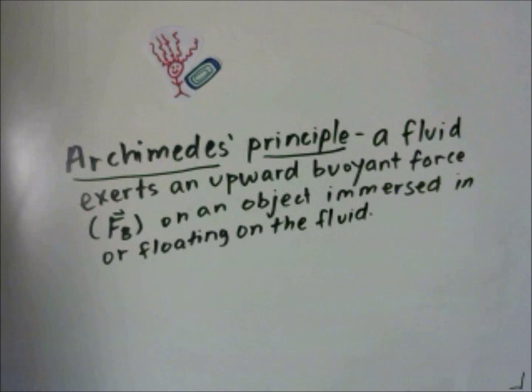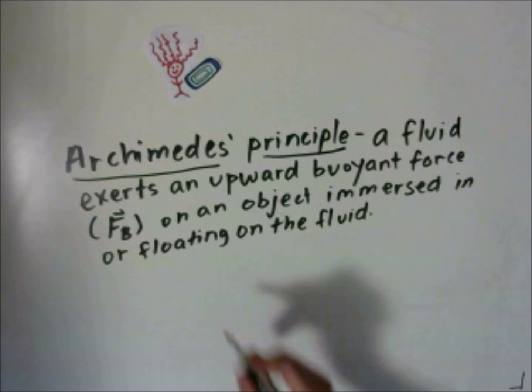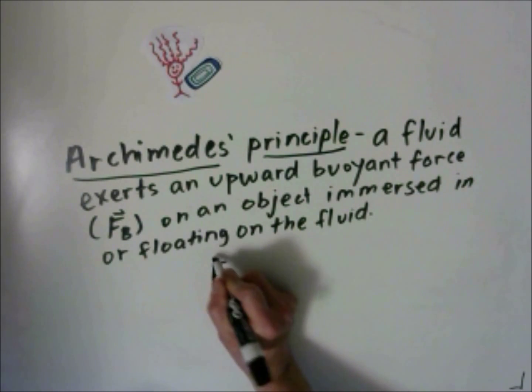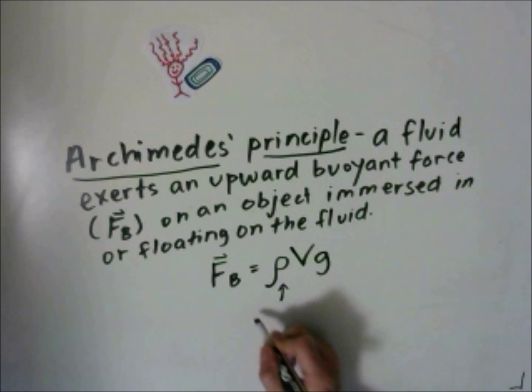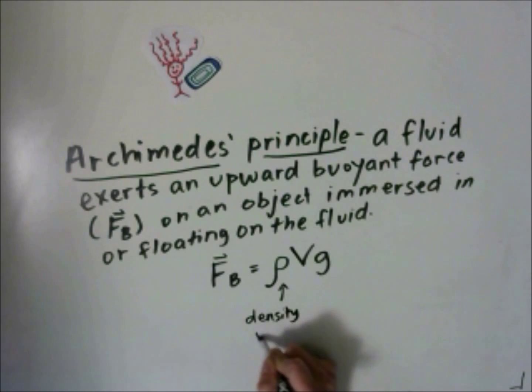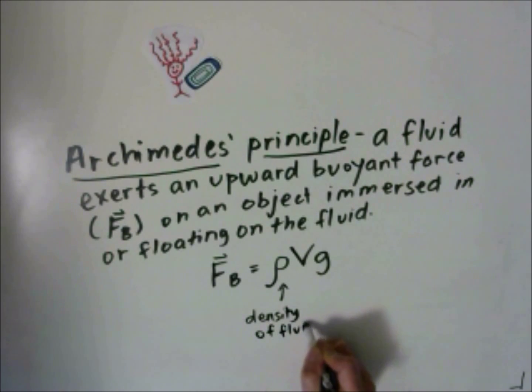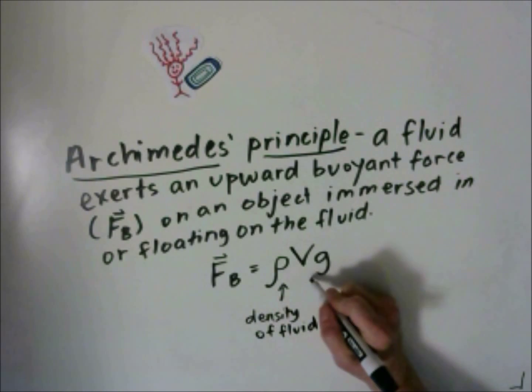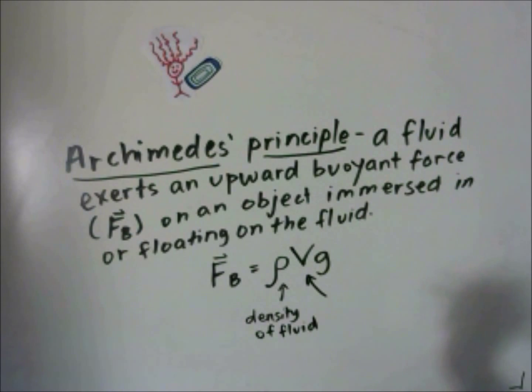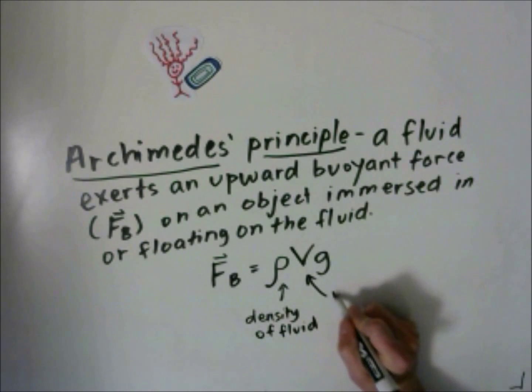Archimedes' principle says a fluid exerts an upward buoyant force, Fb, on an object immersed in or floating on the fluid. Fb is defined by this equation. The buoyant force on an object is equal to the density of the fluid. That's the density of the fluid the object is inside. The volume of the displaced fluid.